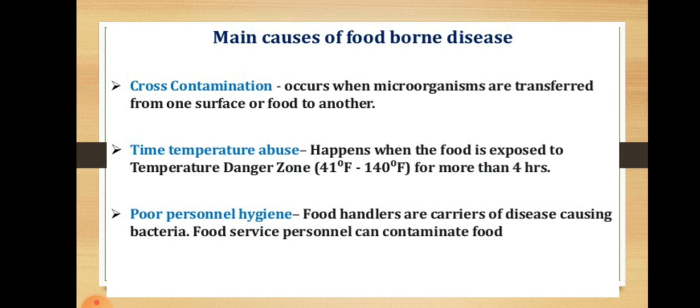Main causes of foodborne diseases are cross contamination, which occurs when microorganisms are transferred from one surface or food to another. Second cause is time temperature abuse. It happens when food is exposed to the temperature danger zone, 41 degrees Fahrenheit to 140 degrees Fahrenheit, for more than 4 hours. And the third factor is poor personal hygiene. Food handlers are the carriers of disease causing bacteria. Food service personnel can contaminate food.